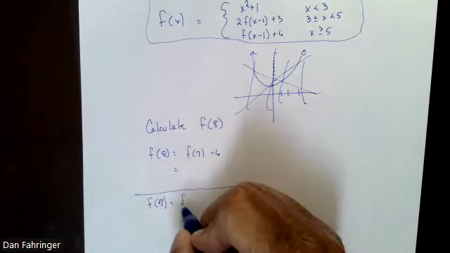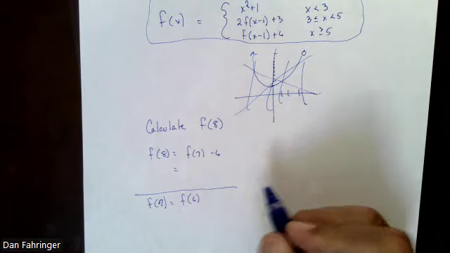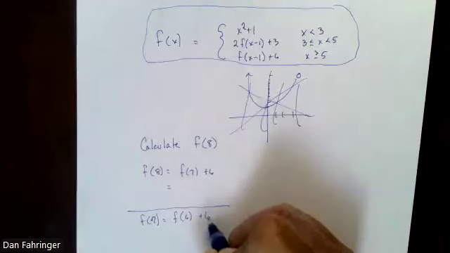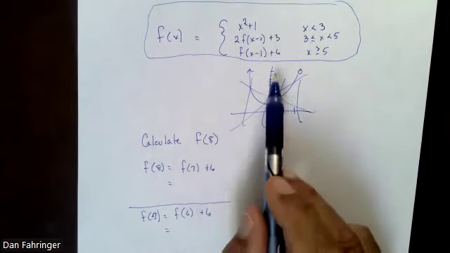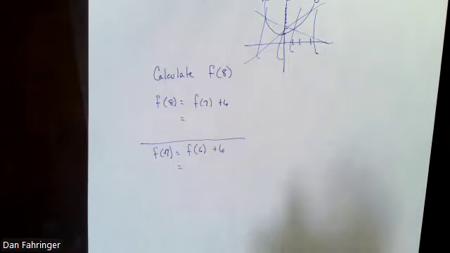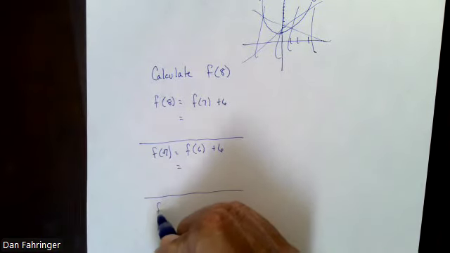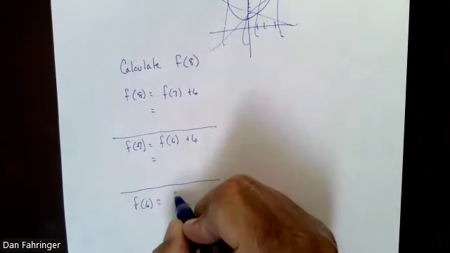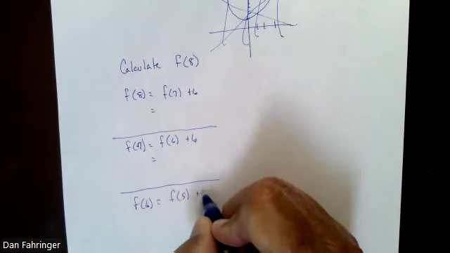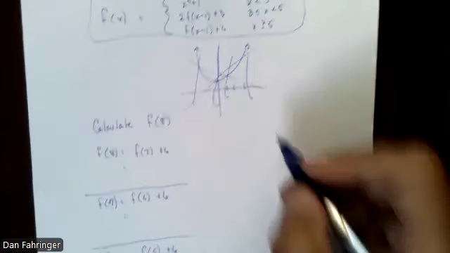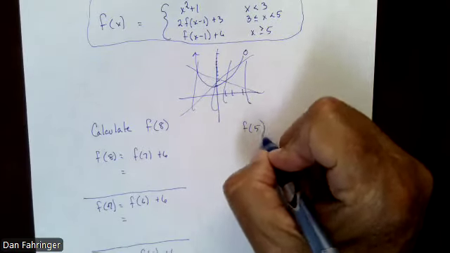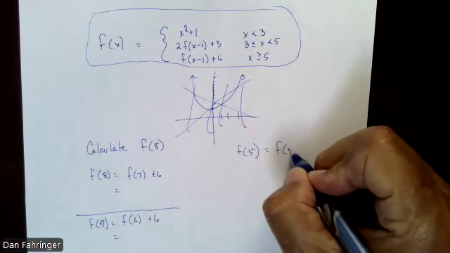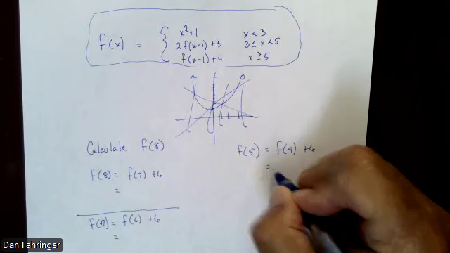F of 7 is going to equal f of 6 plus 6. Sorry, I wrote that as minus. It's actually plus 6. Now I need f of 6. It still falls in this category. That's going to be f of 5 plus 6. Boy, now I need f of 5. Ooh, no, it's still there. That equals f of 4 plus 6.